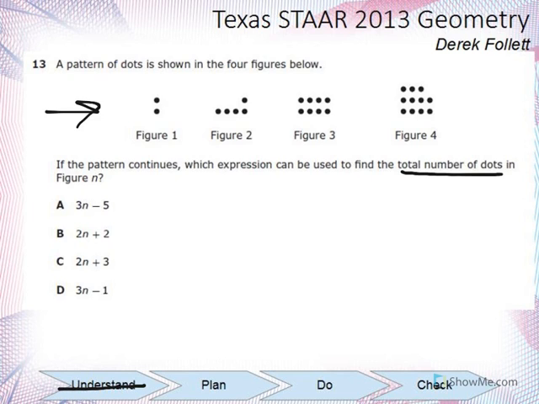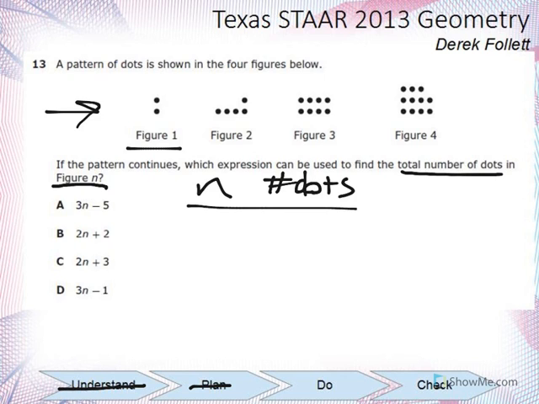I think what I'll do is I'll count the number of dots in each figure, and I'll make a table for my value of n and my total number of dots. So n was the figure number. It says total number of dots in figure n. So for figure number 1, n equals 1. So here's my table. I'll do n and number of dots. Okay, so when n is 1, I've got 2 dots.